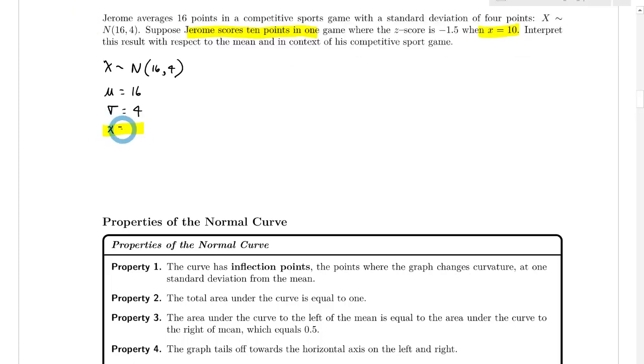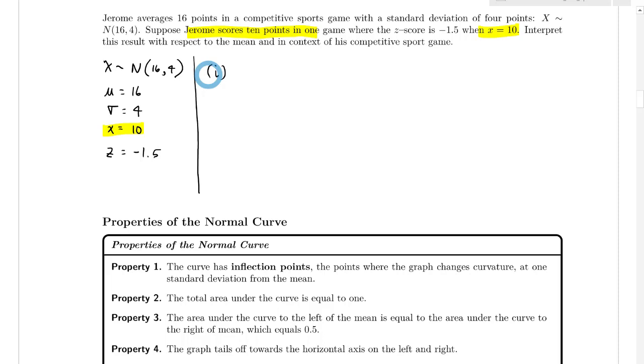So x is equal to 10. When they calculated the z-score with that, they got a z-score of negative 1.5. Okay, so we have all that information. Let's go ahead and interpret the results with respect to the mean and then in the context of the problem.